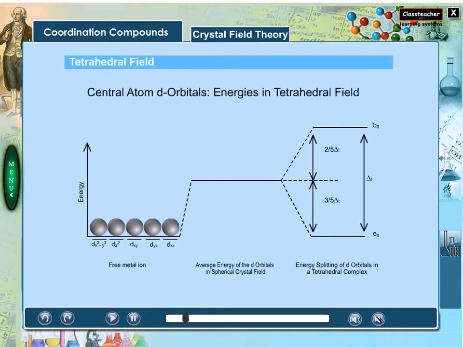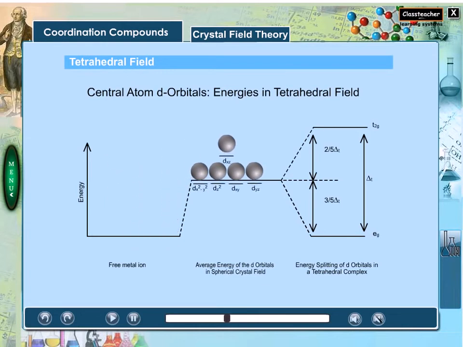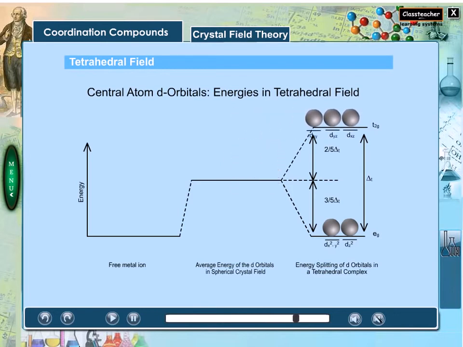In a tetrahedral crystal field, we say that d orbitals have tetrahedral energy splitting, and we denote this by a delta with subscript T. 2 orbitals of lower energy are represented by the EG set and 3 orbitals of higher energy are represented by the T2G set.